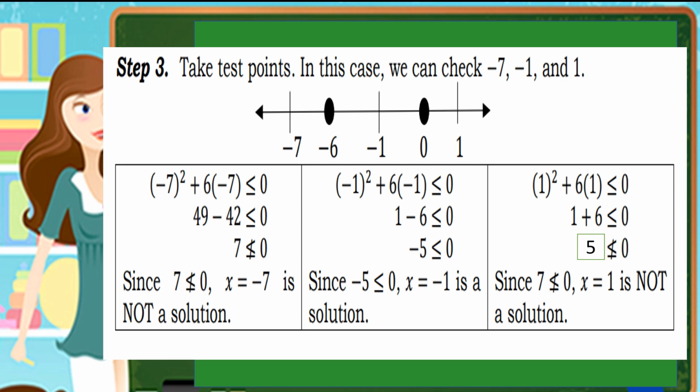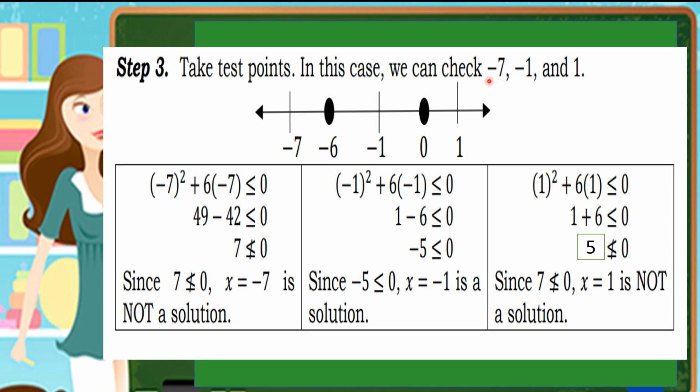Okay, so step number 3, take test points. So, in this case, class, di ba, na-plot na natin. Pipili daw tayo ng number sa left, sa right, at saka yung middle. So, ang pinakamadaling gamitin, syempre, yung pinakamaliit na possible sa left ay negative 7. And ang value na pwede natin gamitin sa middle ay negative 1. And sa right side naman ay 1. So yan, nakapili na tayo.